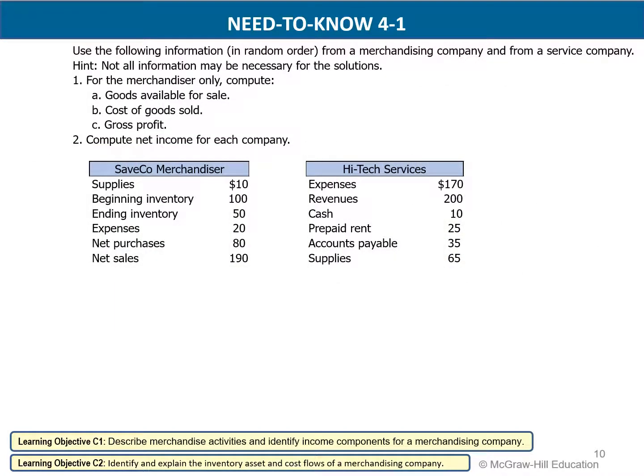All right, so let's walk through this problem and see if it starts to make some sense. So using the following information, they want us to compute a couple things for the merchandise only company: cost of goods available for sale, cost of goods sold, and gross profit. And then they want us to compute net income for both companies. And the hint that they give us is that not all the information may be necessary for the solutions. Okay?